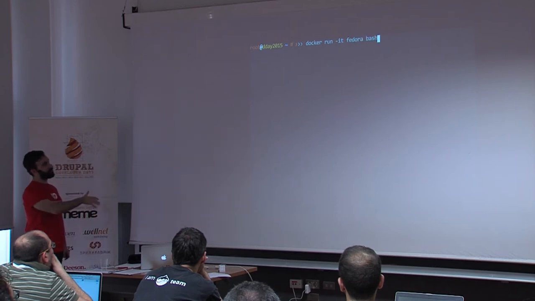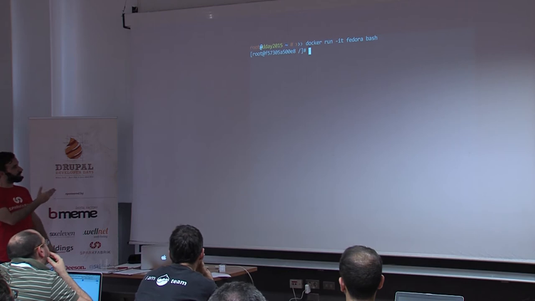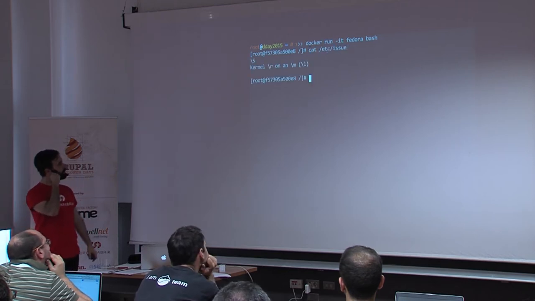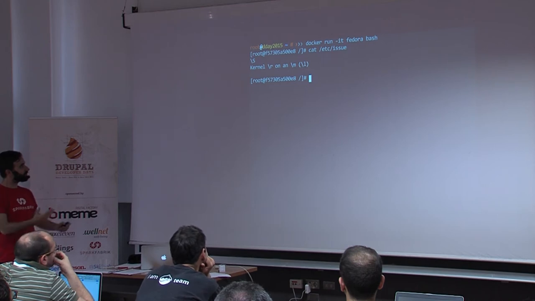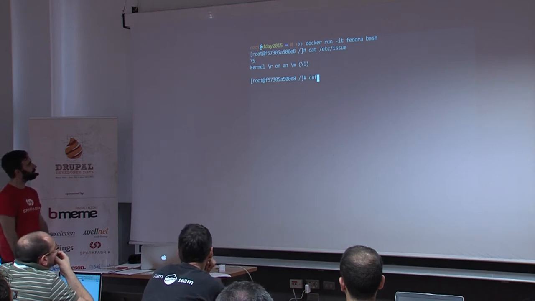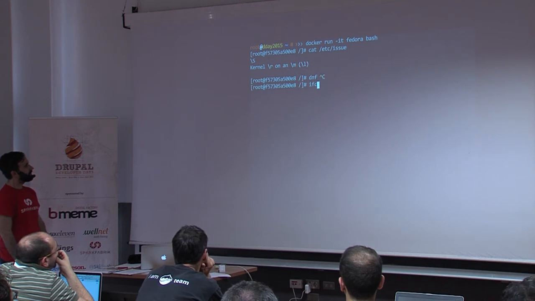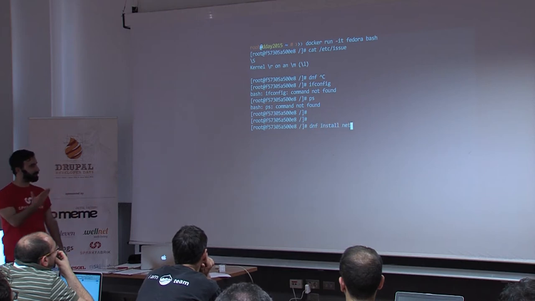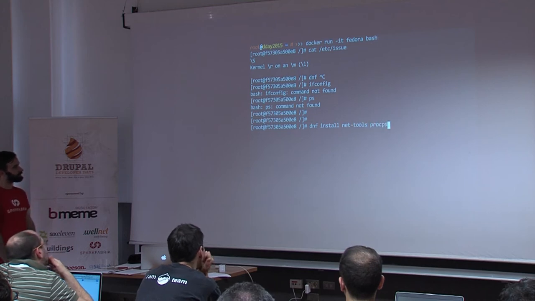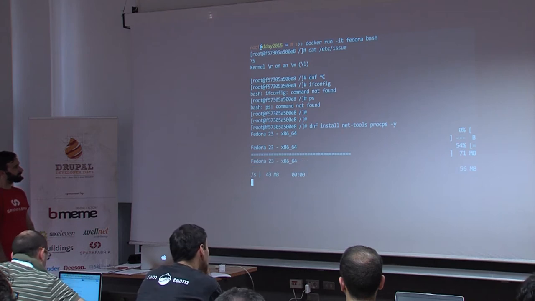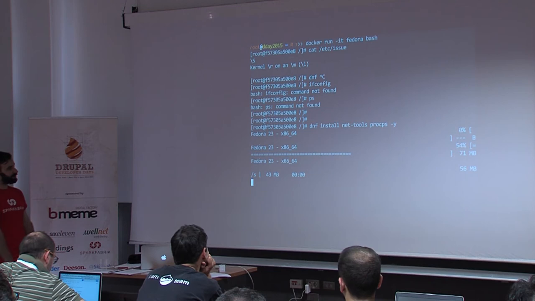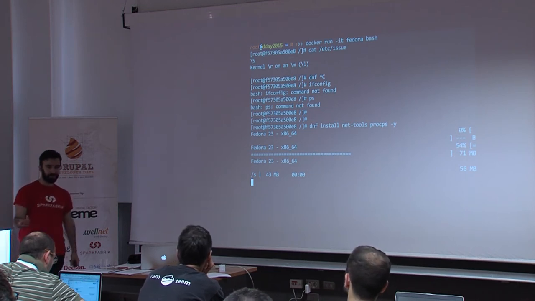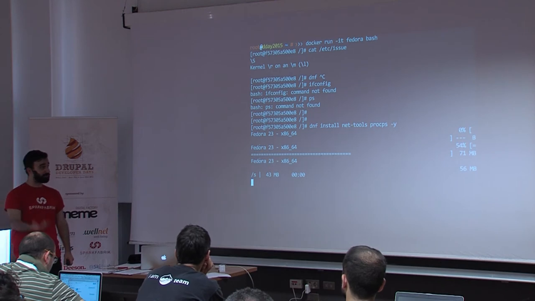Now, just to let you see that we can run another distribution, in this case, we run Fedora. Okay, this is the shell of Fedora. It's quite simple. DNF, okay, ifconfig. We don't have ifconfig on Fedora, but we can install it. We use DNF. It's like APT for Fedora distributions. As you can see, when you are in a container, you can use it like a normal Linux distro. There is no difference.